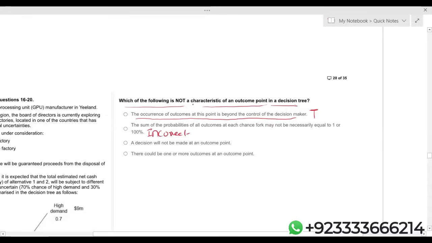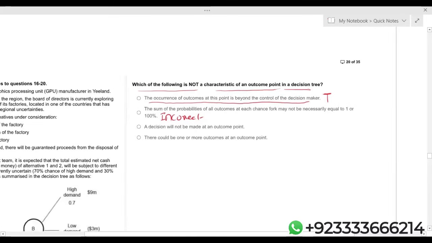They're saying which of the following is not a characteristic. So actually the probability of all the outcomes will always be 1. A decision will not be made at an outcome point. They're saying a decision will not be made at an outcome point. This is also a characteristic, because we do not make a decision at an outcome point. We make decisions at the decision point. That is also true. There could be one or more outcomes. Obviously, we know that. So logically, the answer is B.